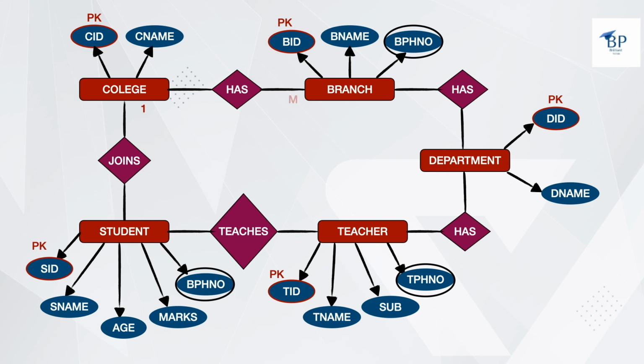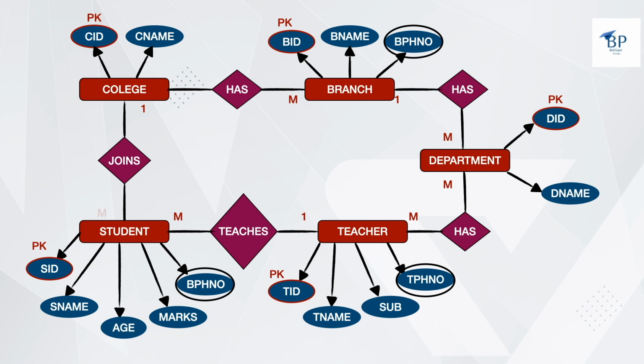Next, between department and teacher, can you tell me the cardinality? For one department we have many teachers. Yes or no? Suppose you take the computer science department, in the computer science department you will have a lot of teachers or not? Yes. In the same way the cardinality will be one to many. And finally, teacher teaches student. Teacher teaches student means what? One teacher teaches many students. It means one to many relationship or not?